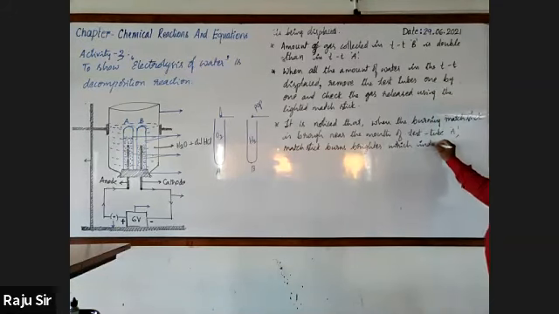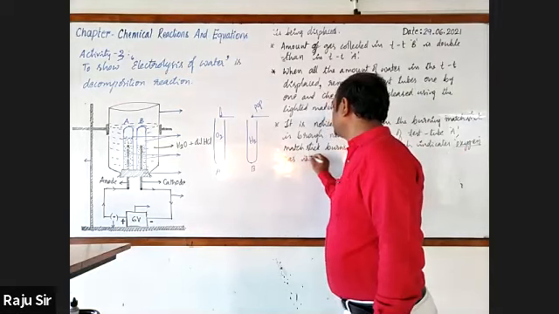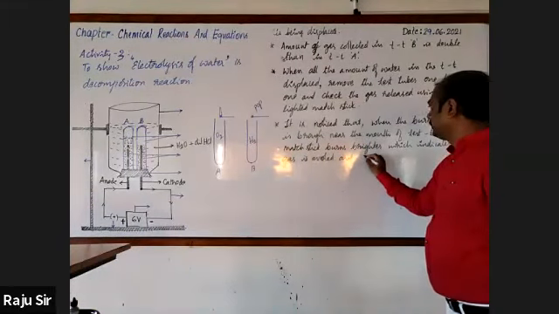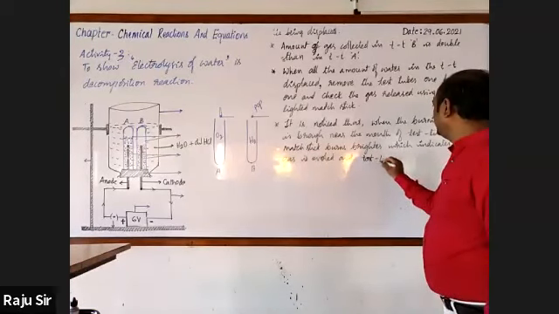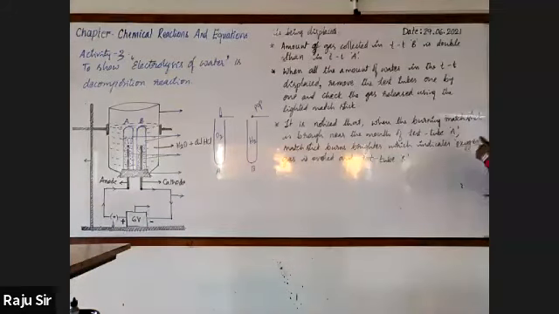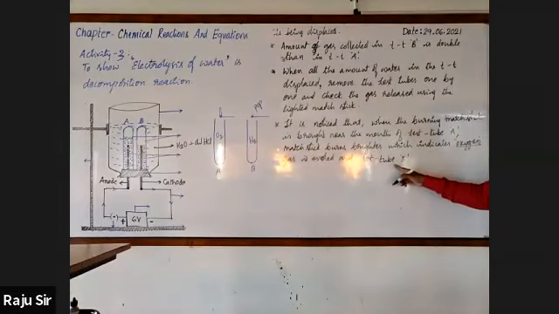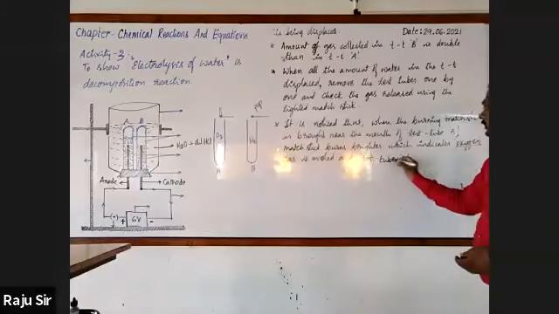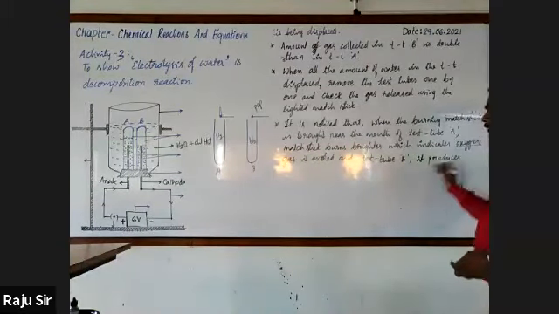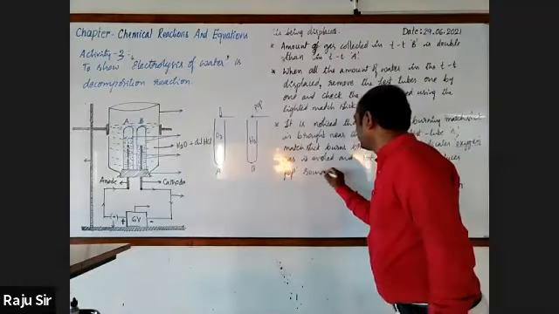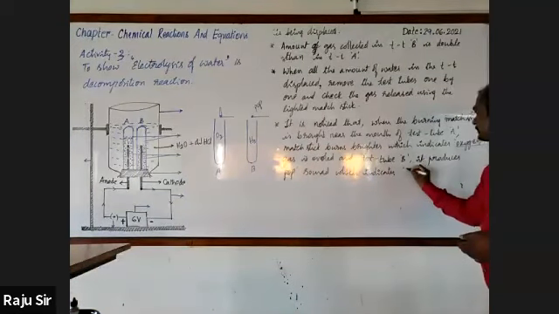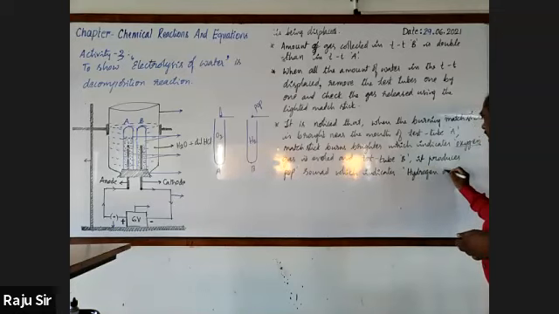Which indicates oxygen gas is evolved. And test tube B: when the burning matchstick is brought near the mouth of test tube B, we notice that it produces a pop sound, which indicates hydrogen gas is liberated.